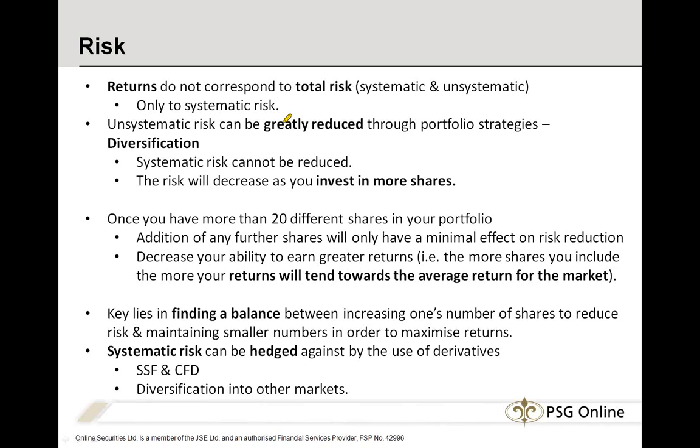So the idea is to find a balance between the number of shares in your portfolio to minimize risk, but also obviously you want to find shares that give you the potential growth or the maximum returns. Okay, so as I said just now, systematic risk can be hedged using things like single stock futures specifically, but you can also use CFDs. You can also go into other markets. So we talk about asset allocation and things like that, allocating into different markets geographically. That's another lecture sometime.